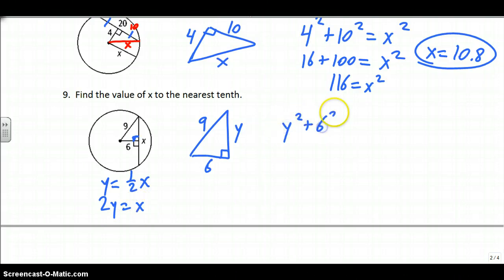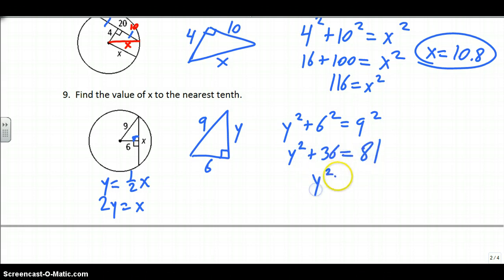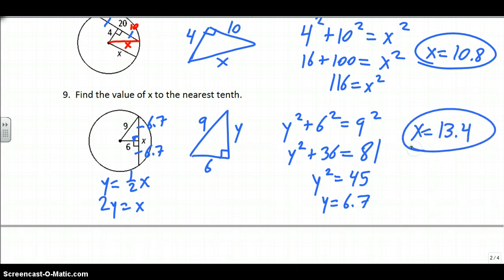Y squared plus 6 squared equals 9 squared. Y squared plus 36 equals 81. Y squared ends up equaling 45. And then you take the square root, and it ends up being 6.7. But we're not done yet. That's just this part, 6.7. But basically there's another 6.7 over here. So x ends up being twice 6.7, and you get 13.4 for x, okay? So we had to do a little bit of extra work, but anyway, that's not too bad.